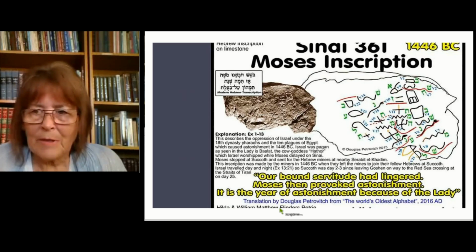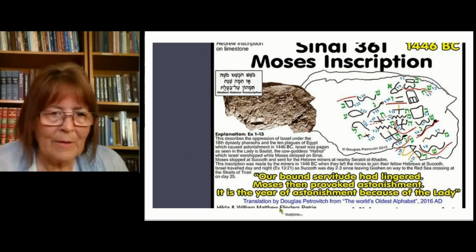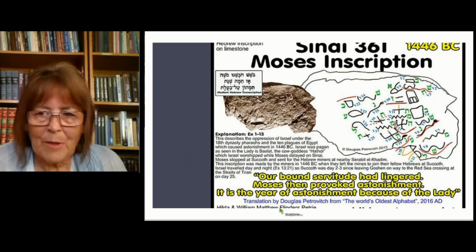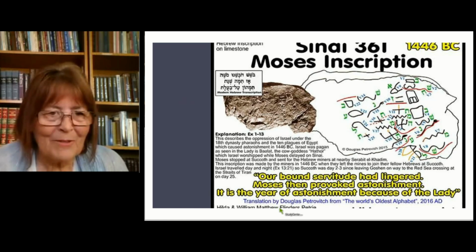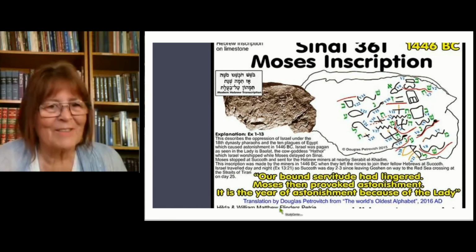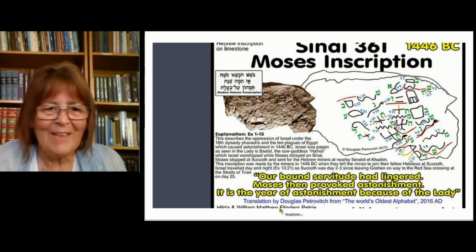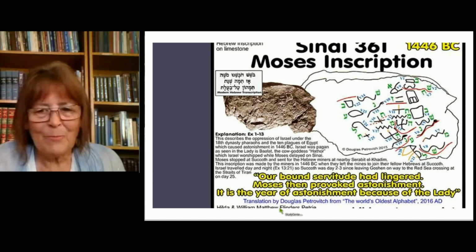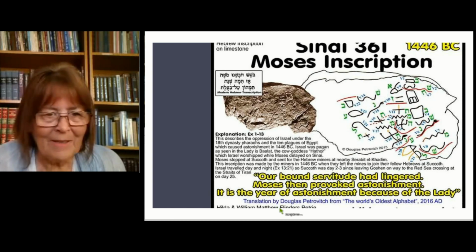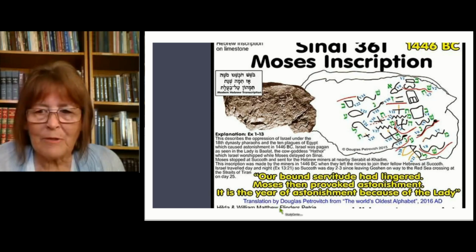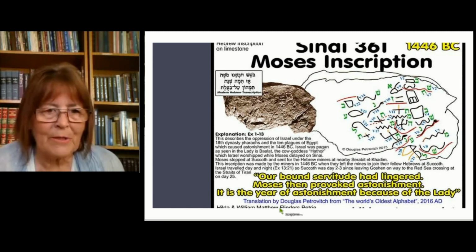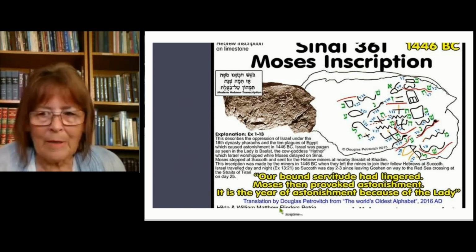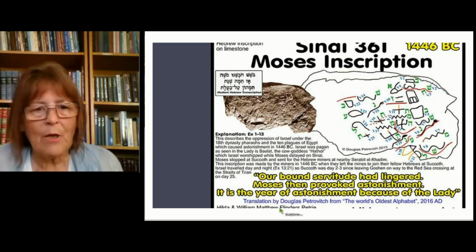This is also very interesting. This is from the same year as the Exodus. And that's very interesting for us, because somebody was here also at that time. How Moses got them out, we don't know, because the Bible doesn't say if they went up to meet him or whatever they did. But what they say here is, "Our bound servitude has lingered." So servitude is a kind of slavery. It can be translated as slavery. And they are bound, and it has lingered. It has been for a long while.